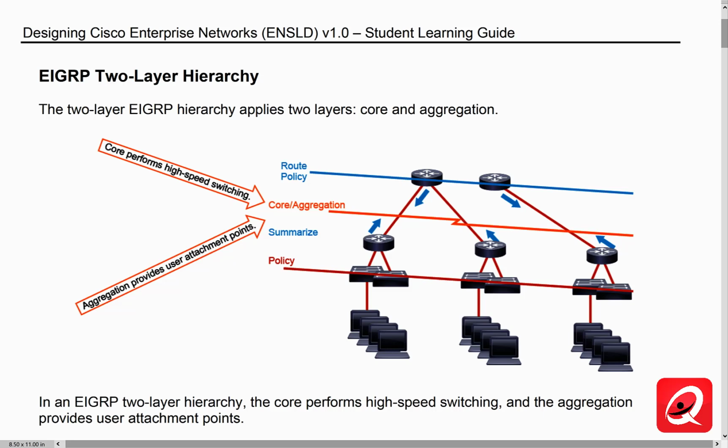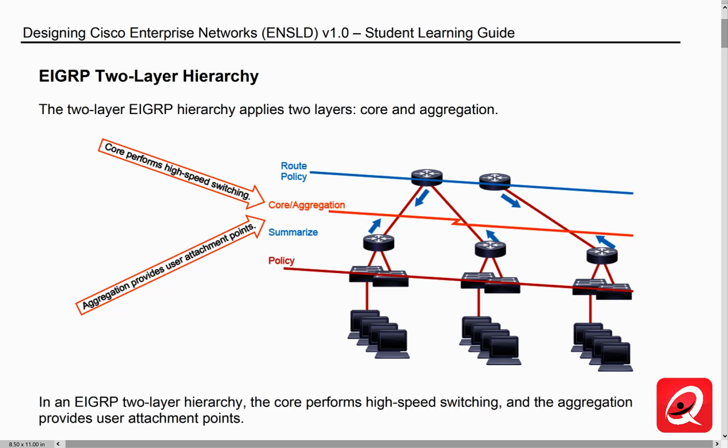EIGRP has an arbitrary network design, and as such is limited in really defining that overall summarization boundary. In OSPF, we can only summarize on an area border router, right? In EIGRP, we can summarize on any interface in the topology. Okay?